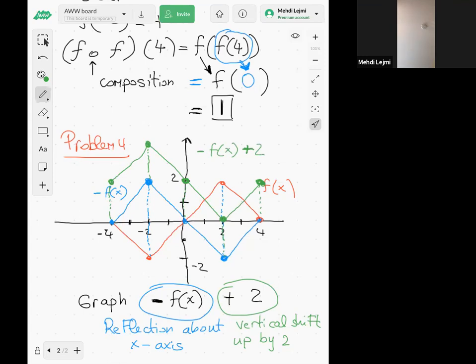Right? The blue one is just minus f of x. It's just like the first step. And then the green one is the final answer. That's my minus f of x, this is your final answer.